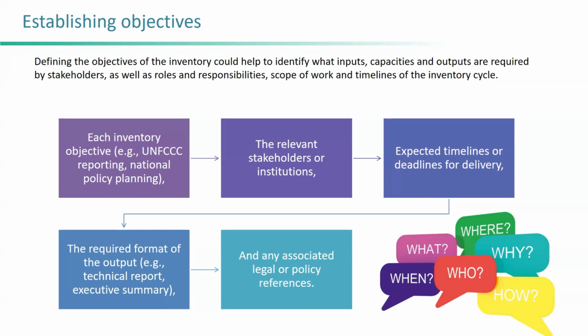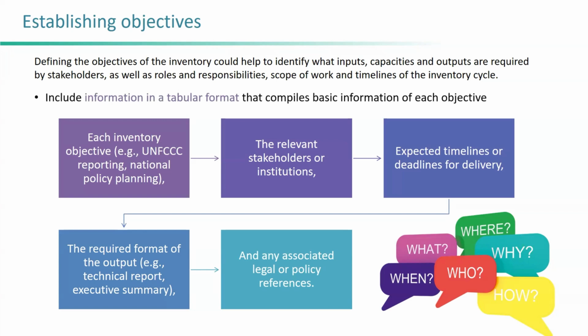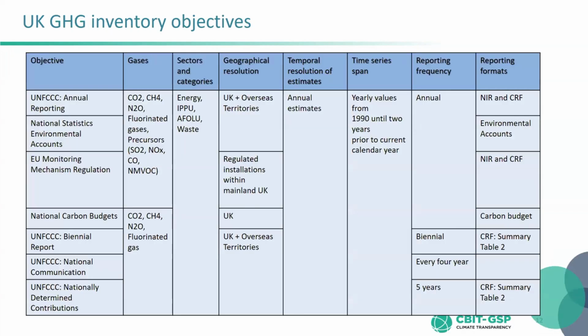So we recommend you set up a simple table listing your objectives with responsible institutions, deadlines, outputs, and any legal or policy links. And this is actually what you can see here. This is an example from the UK GHG inventory objectives. So they are set in a table with various objectives. The first objective here is UNFCCC annual reporting, obviously, and then national statistics, environmental accounts.